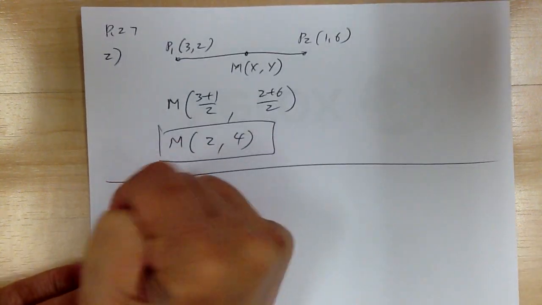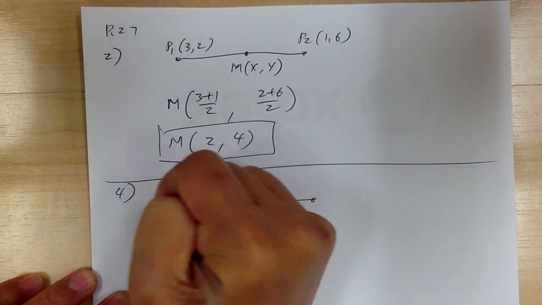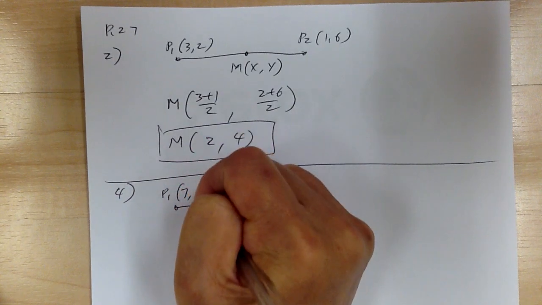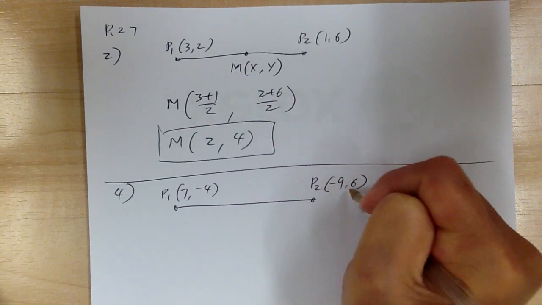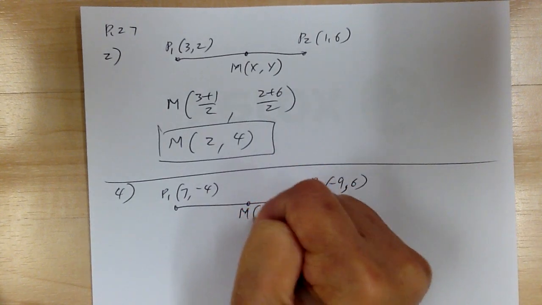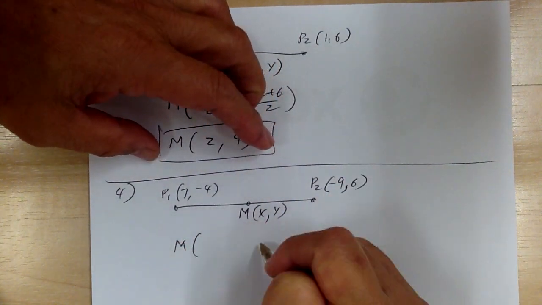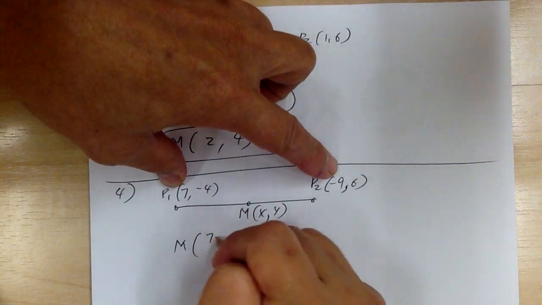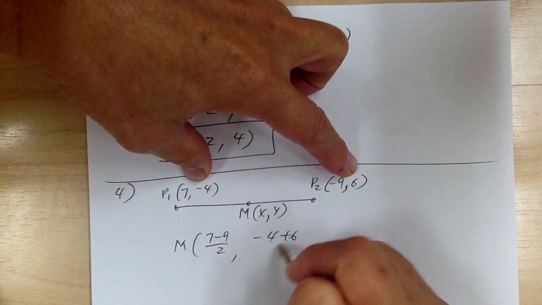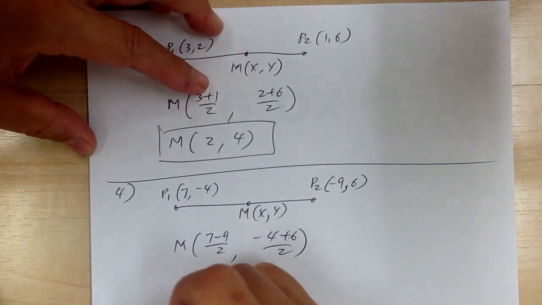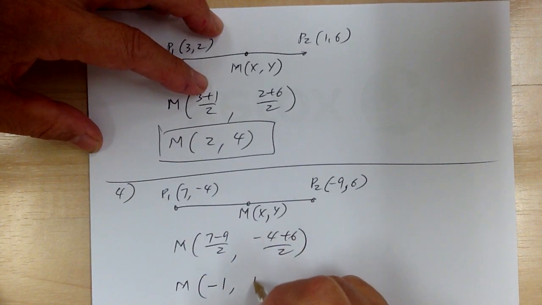Okay, let's go to number 4. You have 2 points. P1 is (7, -4). P2 is (-9, 6). So you're looking for the midpoint. The midpoint is the average of the 2 points. So the midpoint for the x is going to be (7 - 9) over 2, or you average. And for the y it would be (-4 + 6) over 2. So the midpoint is going to be equal to (-1, 1).